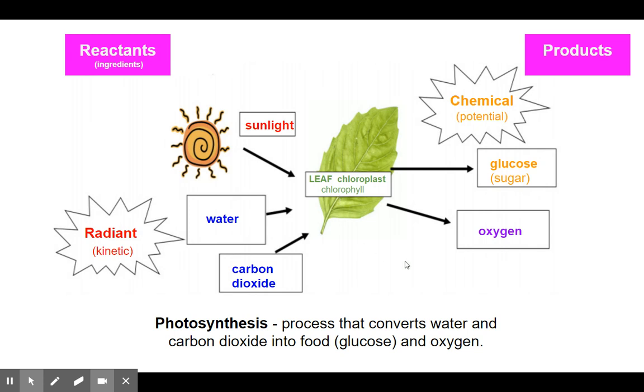And then once that change happens, that radiant energy from the sun, the kinetic energy, the movement energy, gets transformed into chemical energy, a stored energy. And that stored energy is stored in the sugar, in the glucose. Where does that glucose go? It stays in the leaf. The oxygen, on the other hand, gets released out into the atmosphere.